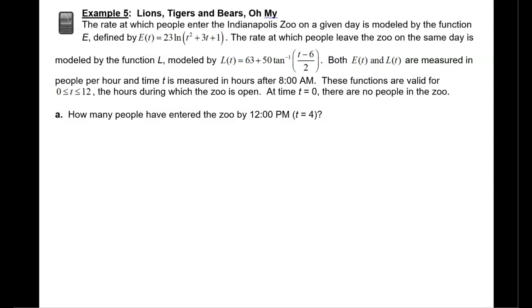So what you're going to do is go to your Y1, erase it from the last problem, Y2, erase it. Put the 23 natural log x squared plus 3x plus 1 in. Put the 63 plus 50. Inverse tan means you have to hit second tan. That's what that -1 is implying. Put your alpha y equals and get your x minus 6 over 2. Make sure you have all the parentheses and all the stuff matching it exactly.